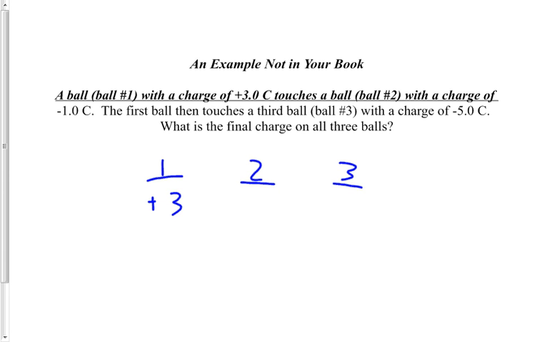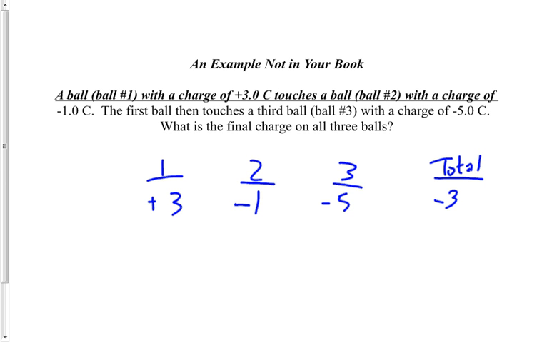Plus 3, minus 1, and the third one starts off as minus 5. What's the total charge there, by the way? If we add all three of those together, what do we get? Looks like minus 3. The one thing we know here right now is that the total charge has to remain minus 3. It isn't going to change.